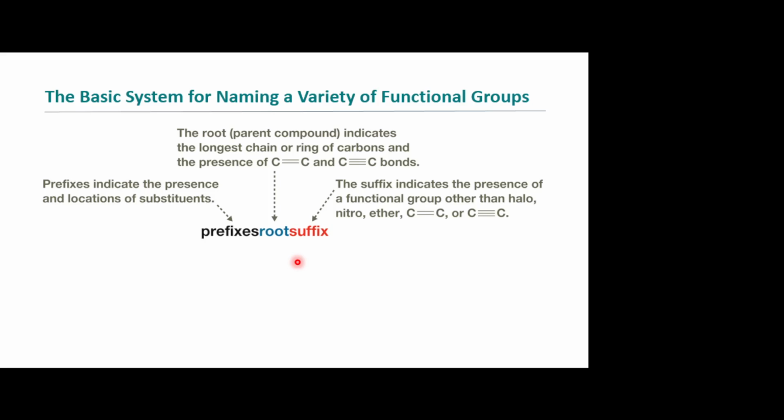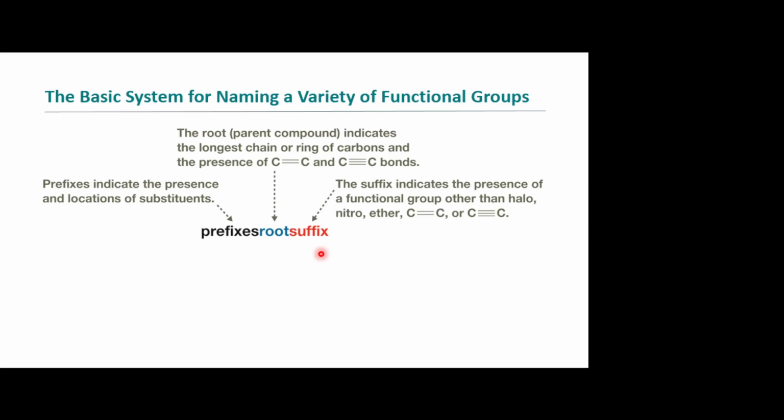All right. So this is going to be your basic system for naming a variety of functional groups. Notice again you have your prefixes, which we've done quite a bit. These are going to be things that have the locations and the substituents right here. You're going to have your root right here. That's your parent compound. It'll indicate your longest chain or ring of carbons, also your presence of carbon double bonds and triple bonds. And then you have your suffix. So far, those have been those functional groups.